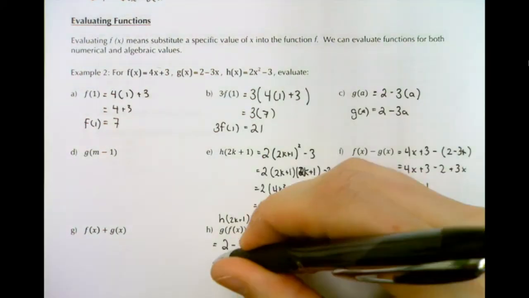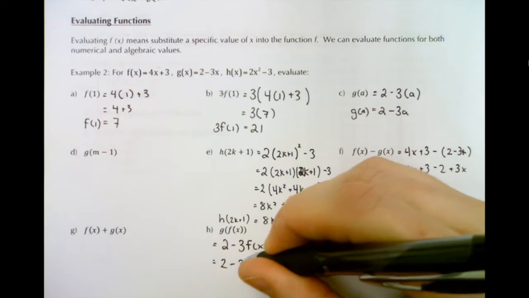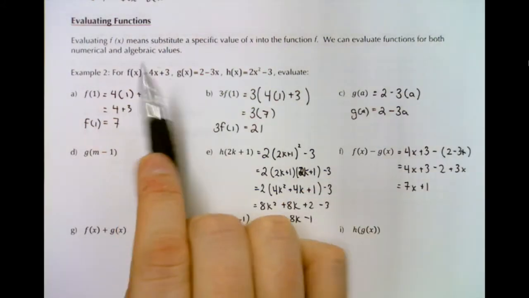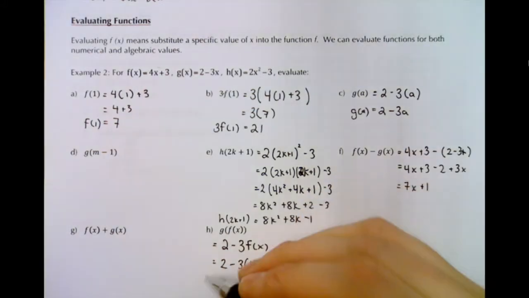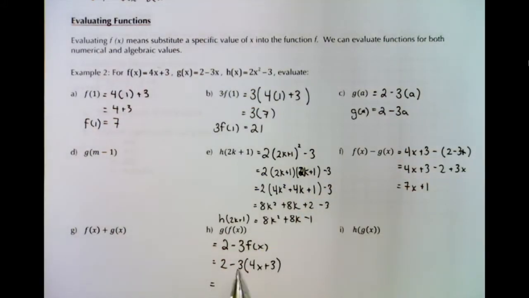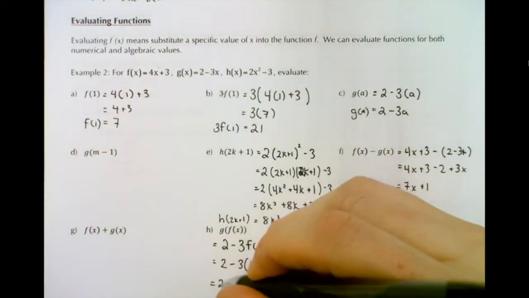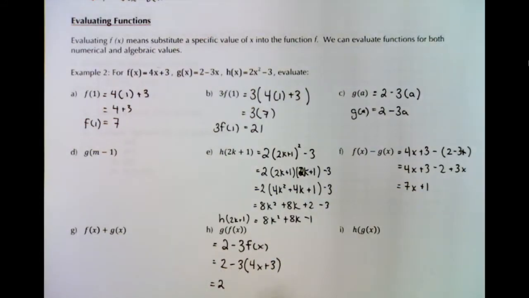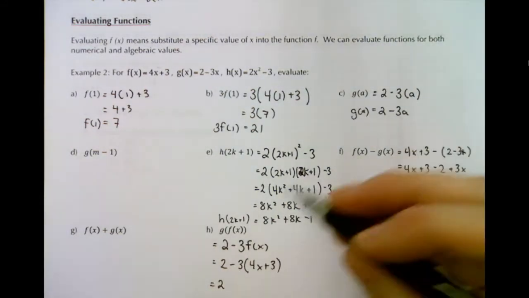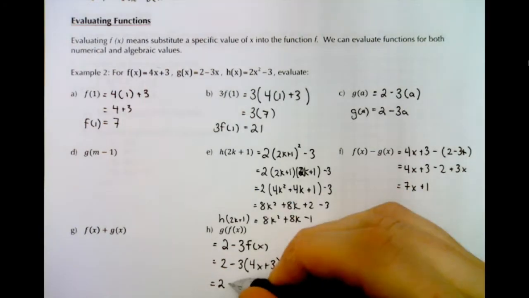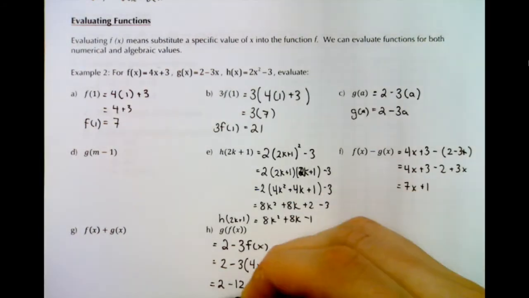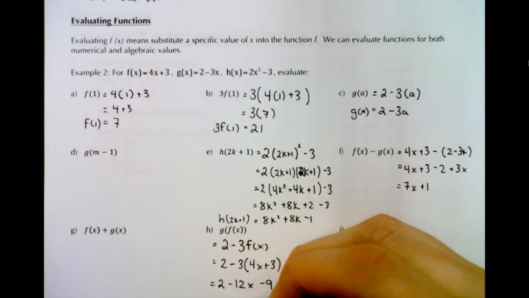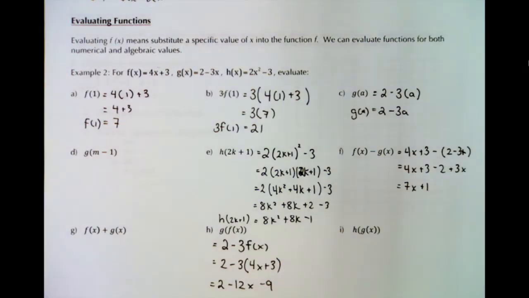What is f of x? Well, f of x is 4x plus 3. And now we can distribute and collect like terms. Negative 3 times 4. Don't do the 2 minus 3. That's not bad math. Multiplication before subtraction. Negative 3 times 4 is negative 12x. Negative 3 times 3 is negative 9. And now you can collect like terms. Negative 12x minus 7. So that's putting a function into another function.